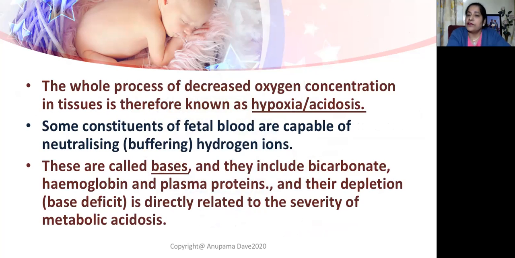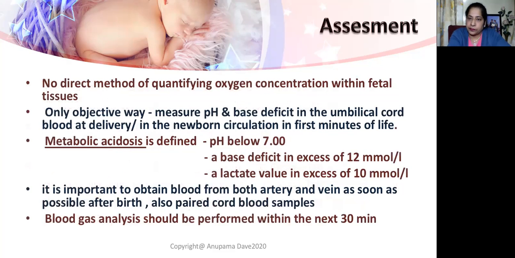Some constituents of the fetal blood are capable of neutralizing these excess hydrogen ions which are produced. So they buffer these hydrogen ions. They are called bases. The bases include bicarbonate, hemoglobin, plasma proteins. Now, subsequently, their depletion occurs, and this is known as base deficit. Base deficit is directly related to the severity of metabolic acidosis.